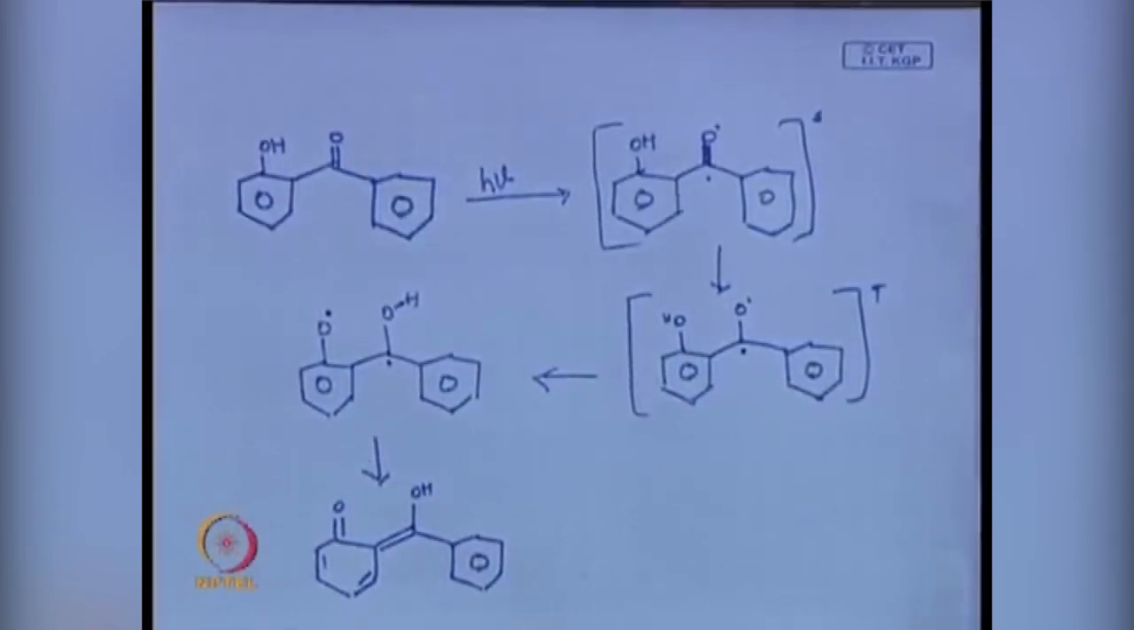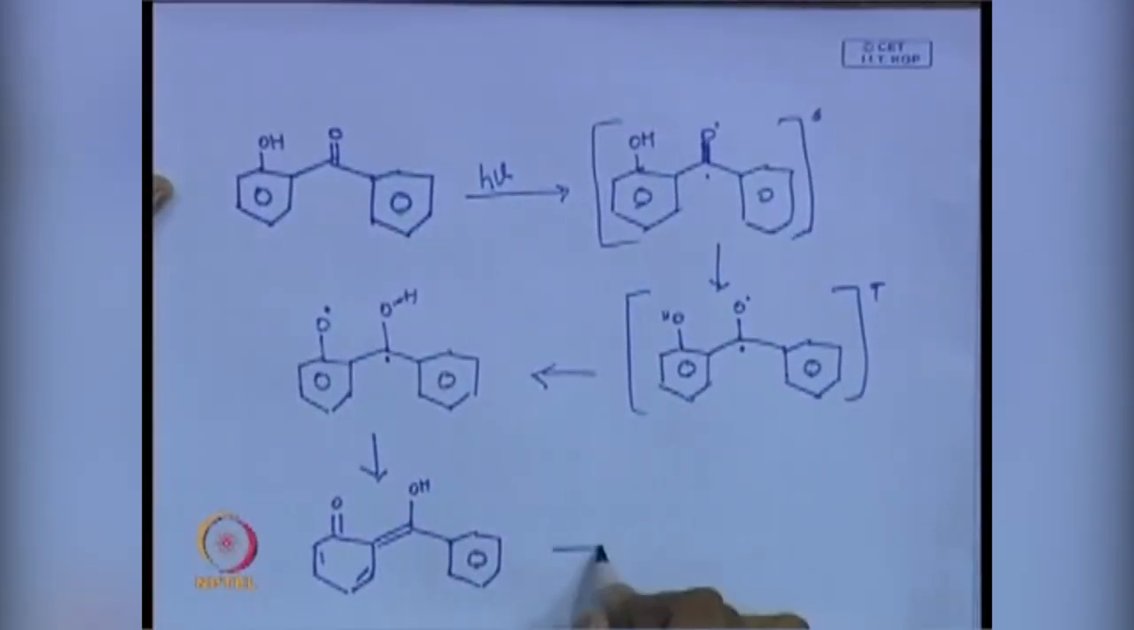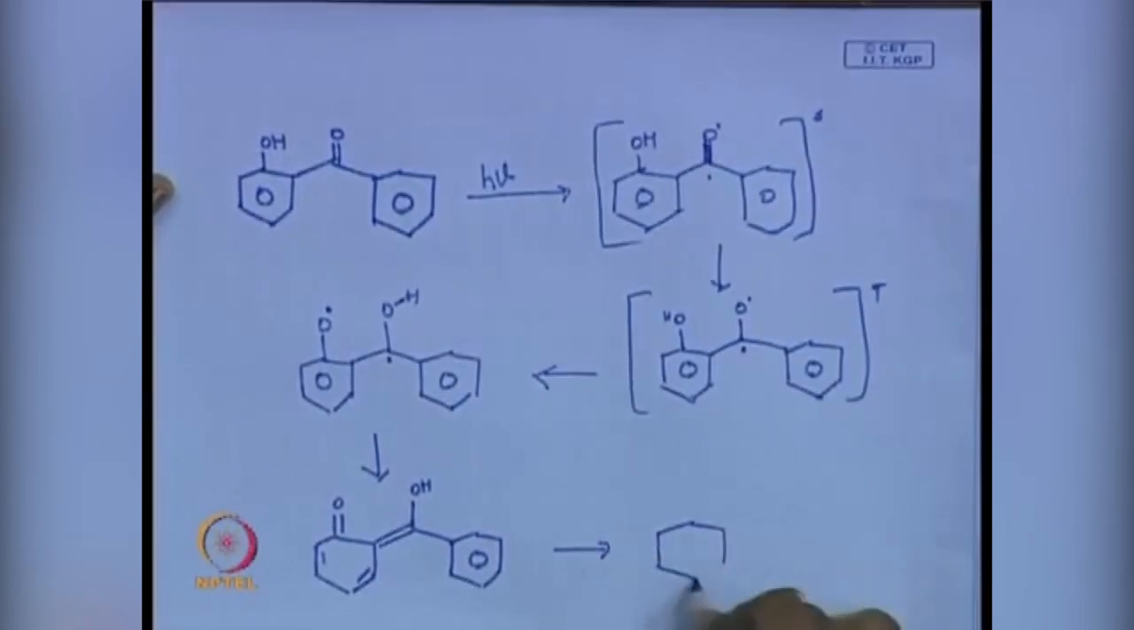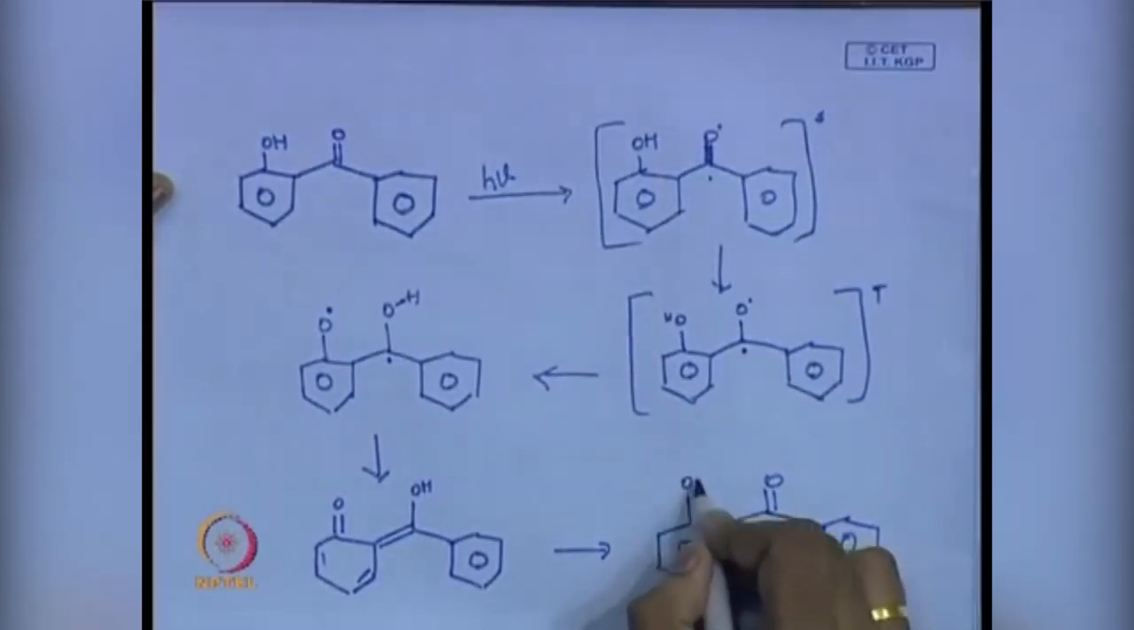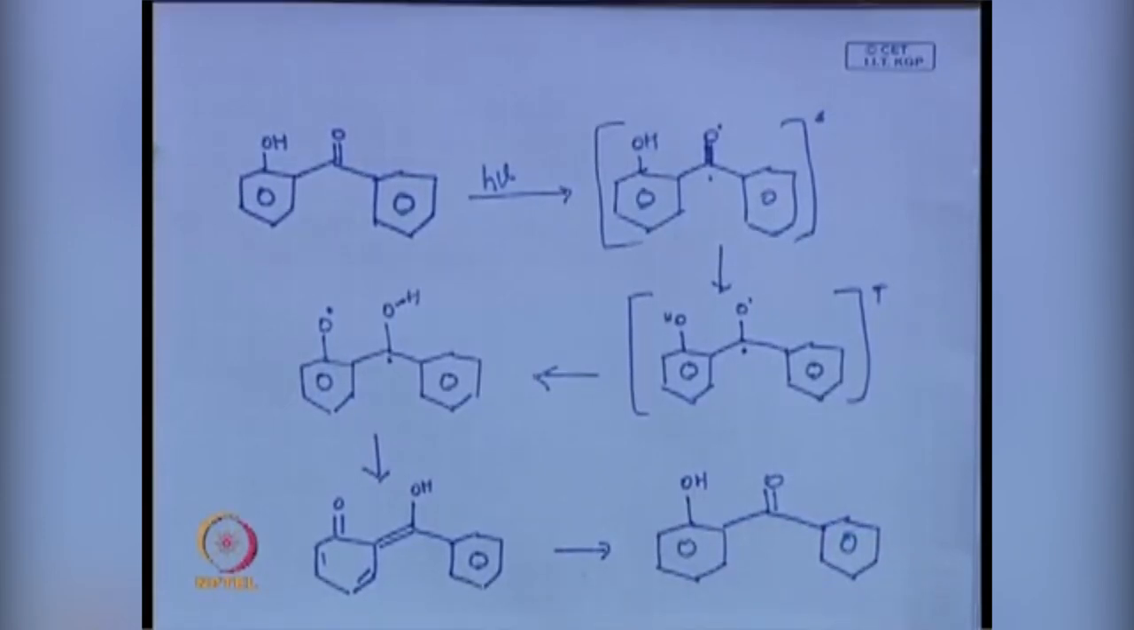So, what is this again? It tautomerizes back. Can you write that keto form and tell me how it looks? This is looking like your starting material. So, you start from here and you see why these types of molecules are very important.